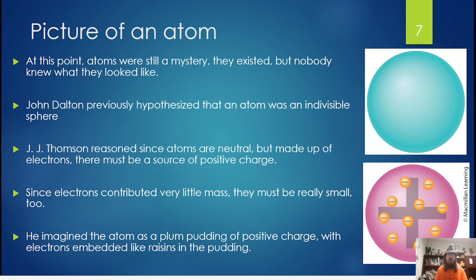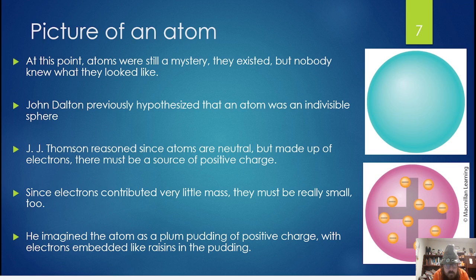So at this point, we still don't really know what an atom looks like. We know that it has a proton. We know that it has electrons, but not much more behind that. So the picture at top is maybe our atoms before, the indivisible sphere. But J.J. Thomson reasoned that since atoms are neutral and made up of electrons, they must have a source of the positive charge. And so we get this idea of mostly positive with electrons spread throughout.